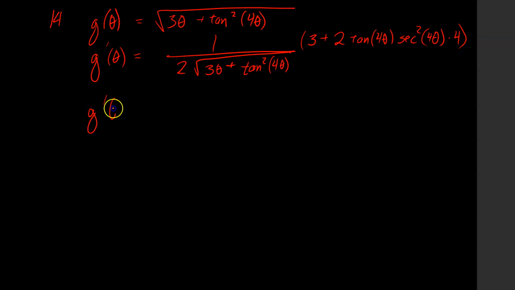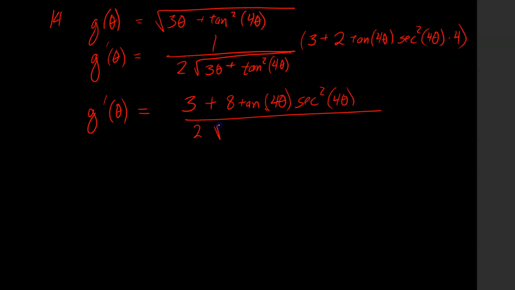It looks like g prime of theta is, did I make anything better? Not much. 3 plus 8 tangent of 4 theta secant squared of 4 theta over that same 2 root. All that junk.